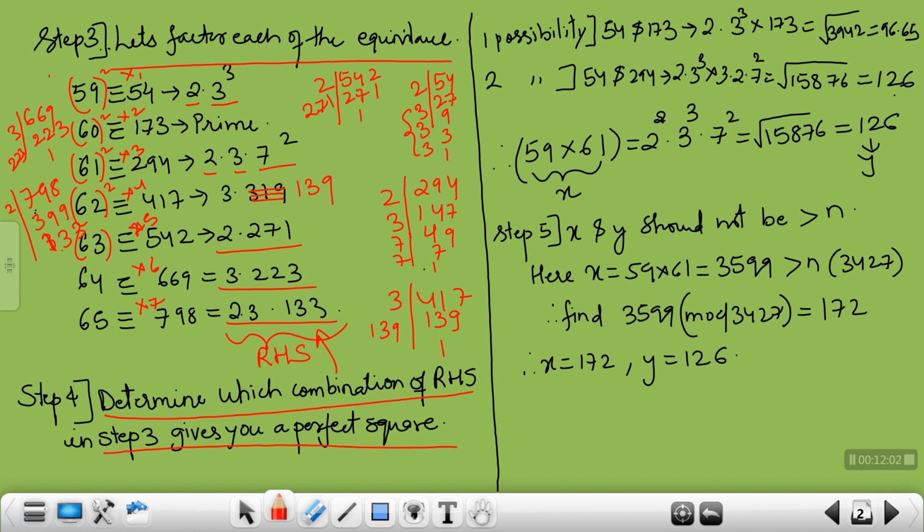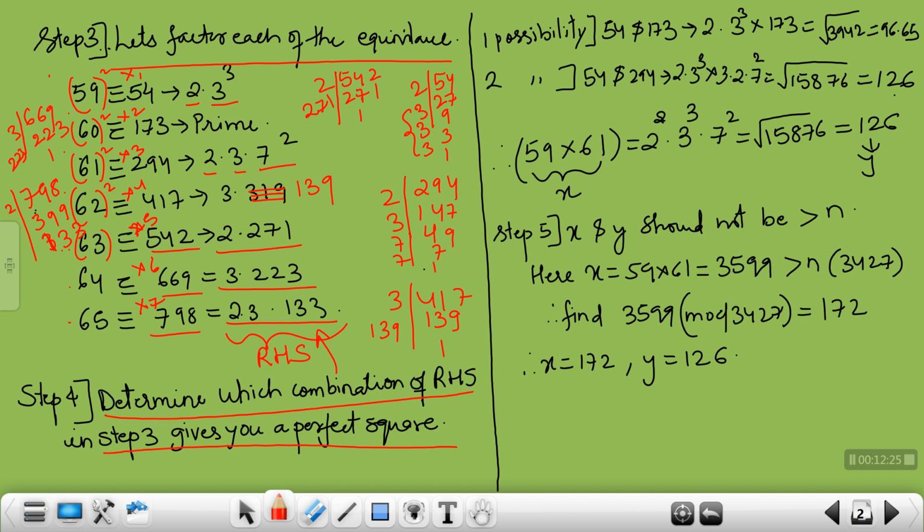I tried using 59, 60, 61, 62, 63, 64, 65. But none of these values are coming as a perfect square. So now what I need to do is combine the factors of two numbers to get a perfect square. So determine which combination of RHS, that is nothing but the factors that you calculated for each number, gives you a perfect square.